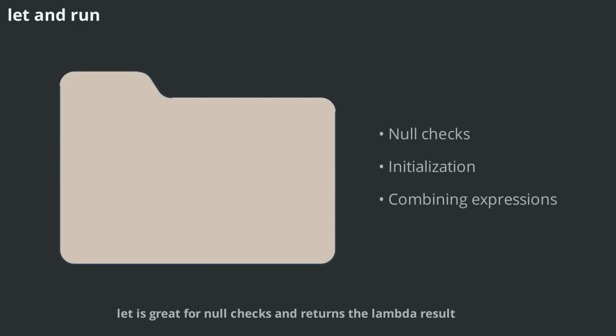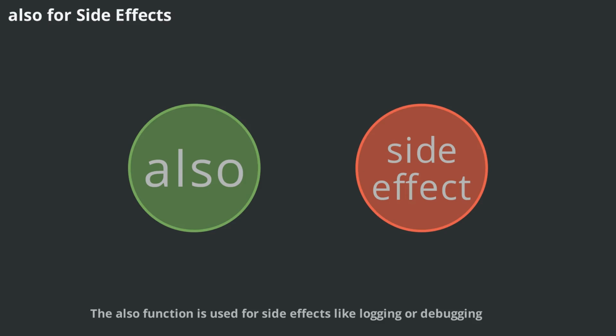Let is great for null checks and returns the lambda result, using it as the object. Run is similar but uses this and is often used for initialization or combining expressions. Both functions help you write safer and more concise code. The also function is used for side effects, like logging or debugging, without affecting the original object. It returns the original object, making it easy to chain operations while observing intermediate results.